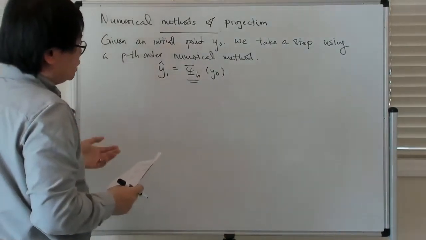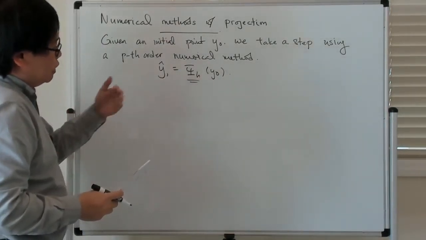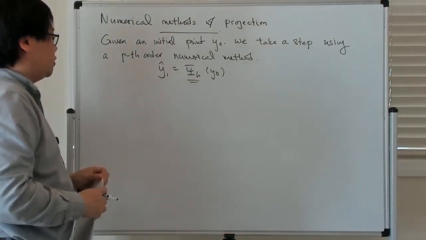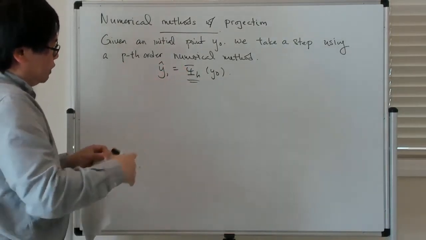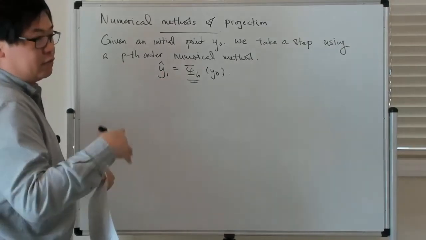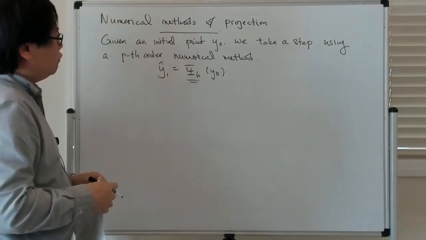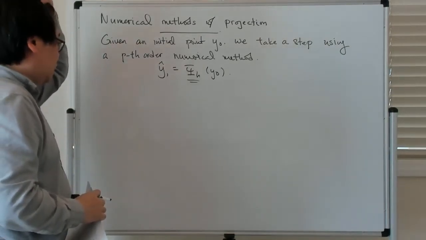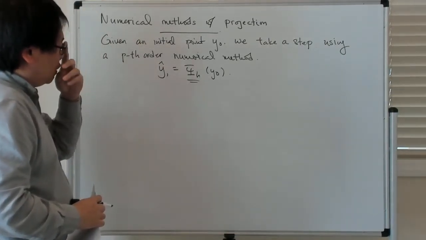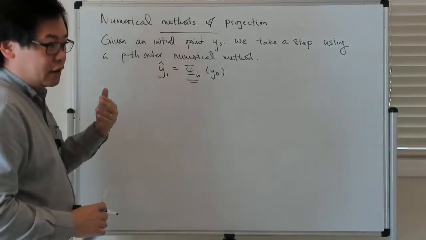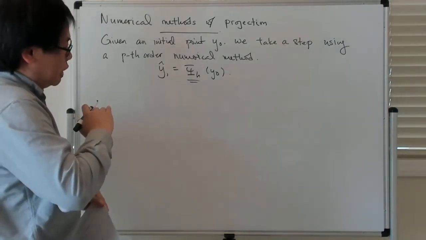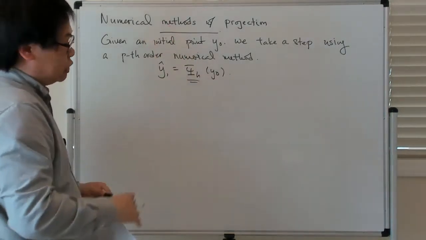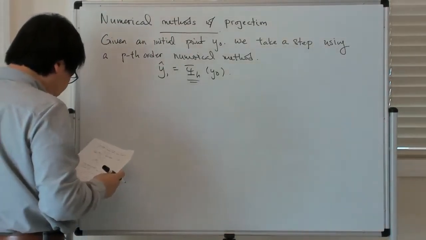So what we're basically asking is the following. If you take one step of this p-order numerical method to give this candidate solution y1 hat, but this y1 hat is not on the constraint manifold, and then we project it onto the constraint manifold, what is the error of the p-order numerical method with the projection step? Okay, so that's more or less the question.